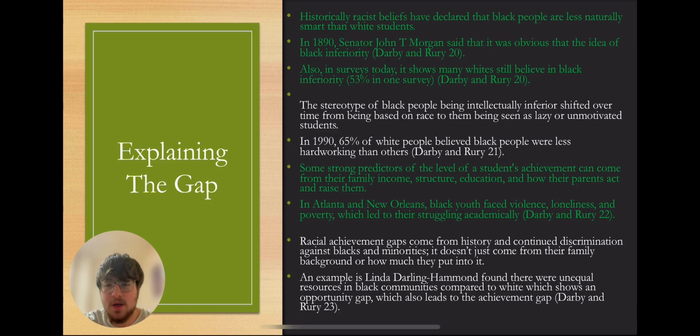Racial achievement gaps come from history and continued discrimination against blacks and minorities. It doesn't just come from their family, background, or how much they put into it. An example is Linda Darling-Hammond found there were unequal resources in black communities compared to white communities, which shows an opportunity gap. This opportunity gap leads to the achievement gap because they don't have the same amount of resources.